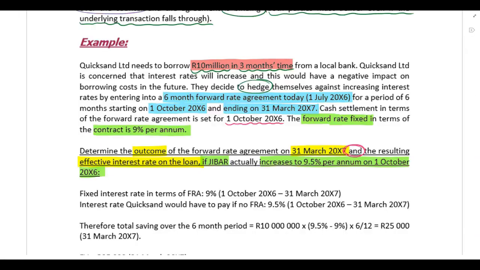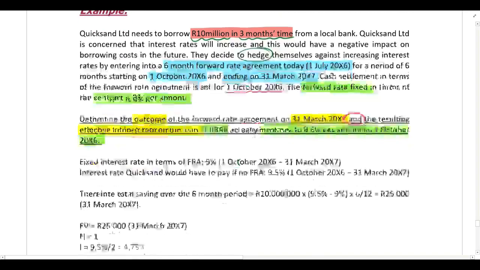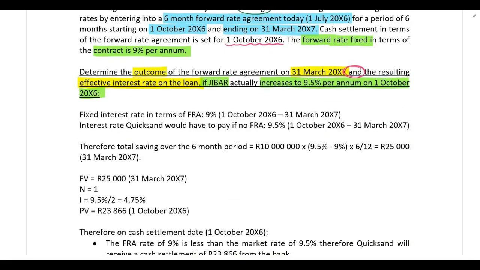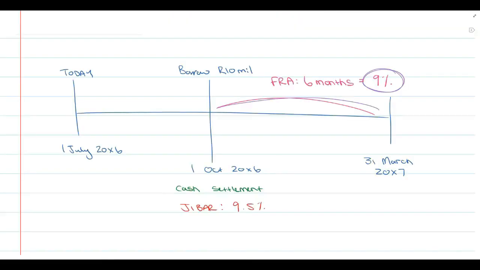So let's answer the required. What is the fixed rate in terms of the forward rate agreement? We have a fixed rate of 9%. If they did not enter into the forward rate agreement, they would be paying interest at a rate of 9.5%. So we saw that on our timeline. With the forward rate agreement, they fixed the interest rate at 9%. If there was no forward rate agreement, they would be paying interest at a rate of 9.5%.